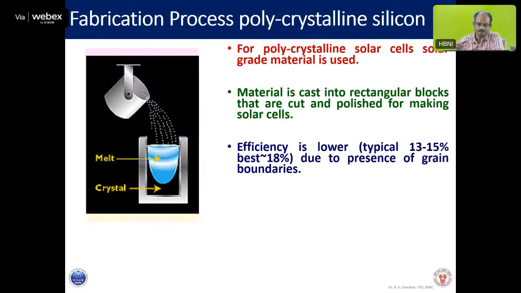This is the fabrication process. So you melt the silicon, and then after melting you just pour it inside a container. Slowly when it cools, it solidifies, and you do not get a single crystal but a polycrystalline mass.